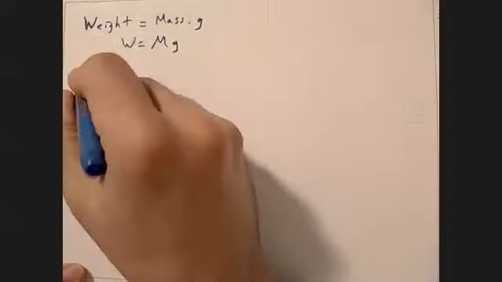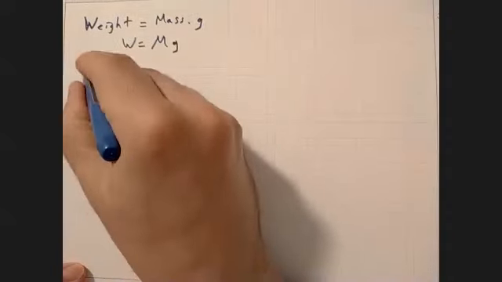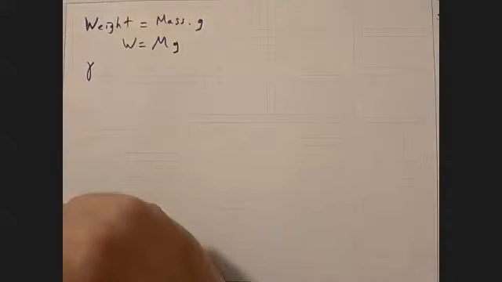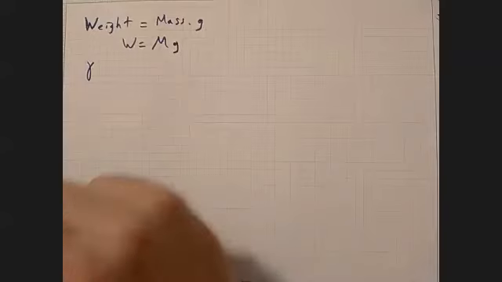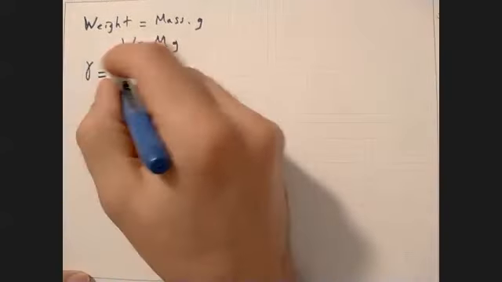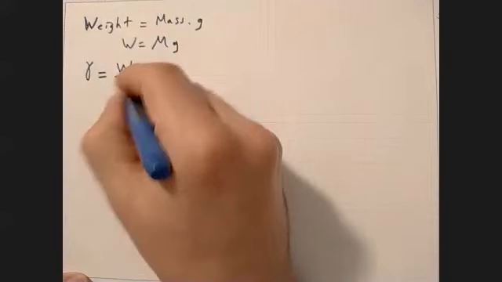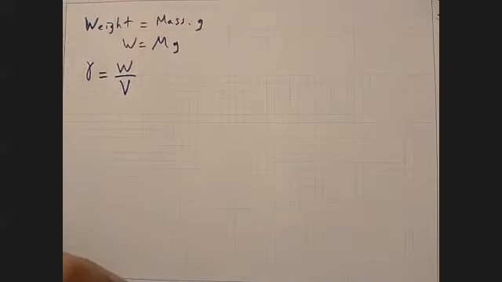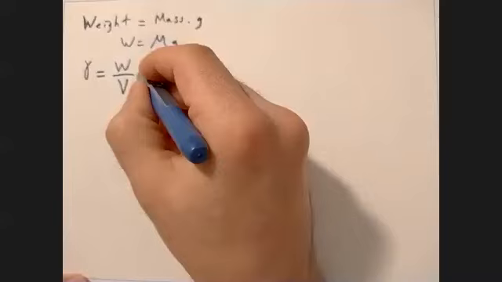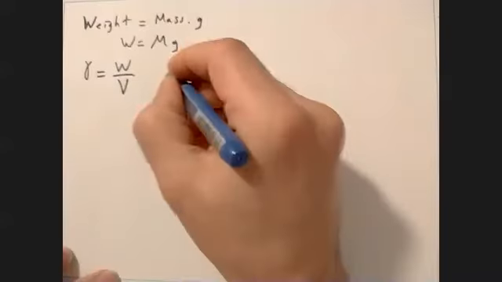The unit weight, I'm going to use gamma for unit weight. Unit weight is weight of unit volume of an object. So this is the unit weight.